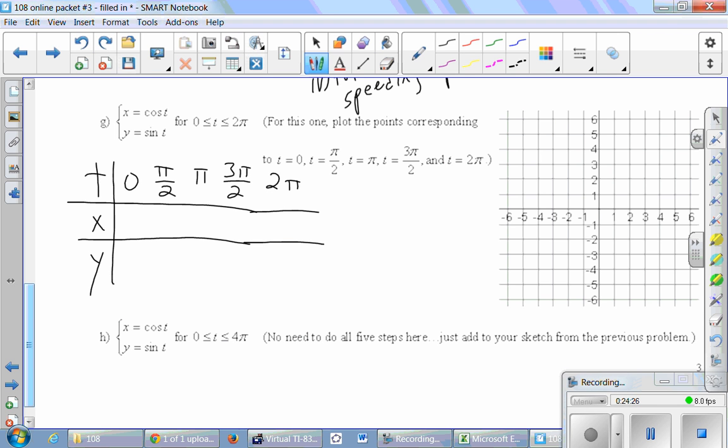Okay, so let's do the cosine part first. Cosine of 0 is 1, cosine of pi over 2 is 0, cosine of pi is minus 1, back to 0, back up to 1. Sine of 0 is 0, and it's on its way up to 1 at pi over 2, back to 0, down to minus 1, back to 0. And then we'll plot these points: 1, 0; 0, 1; minus 1, 0; 0, minus 1; and then right back to 1, 0.